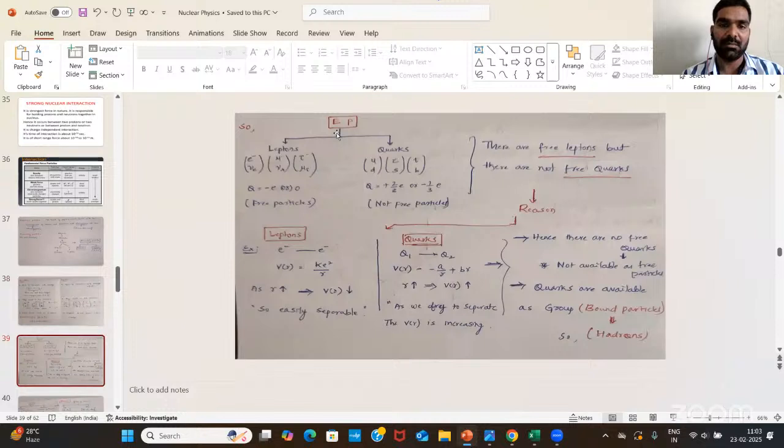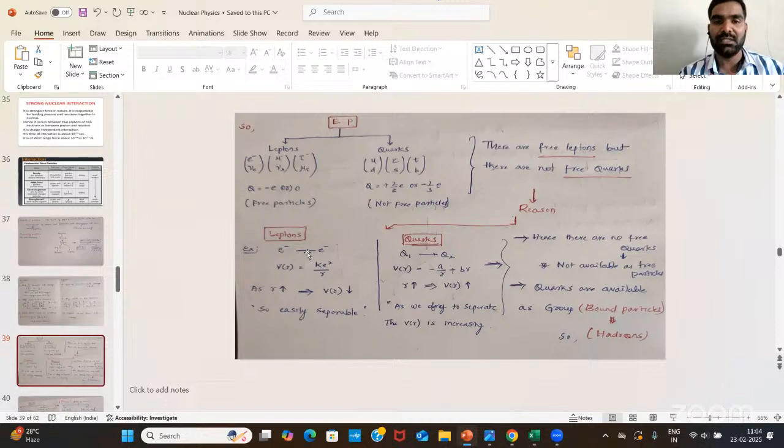Here, the elementary particles are leptons and quarks, as we have just seen. Remember, leptons are free particles because the e charge is there. Here, it is less than e, so quarks are not free particles. There are free leptons, but there are no free quarks. Let's see the leptons. If you see the leptons, for example, the electron.